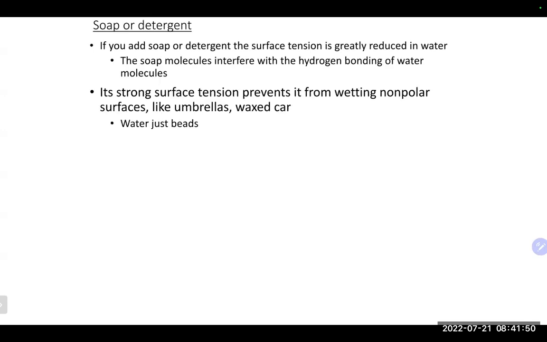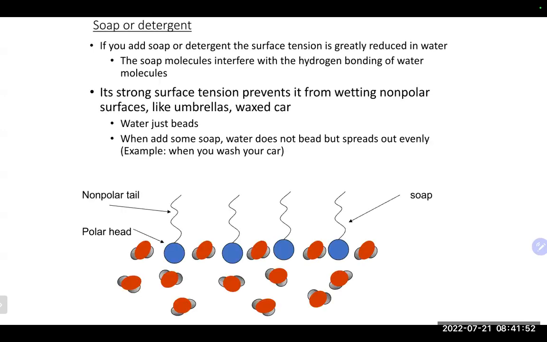Now, there is a way that you can break something like surface tension, and we do it when we add soap and wash our car. Soap basically has two parts. Soap has a nonpolar part, which is often this wiggly part, which is really just all carbons and hydrogens, and that's nonpolar. And it also has a part that's polar, where it has a carbon-oxygen double bond and a negative charge here.